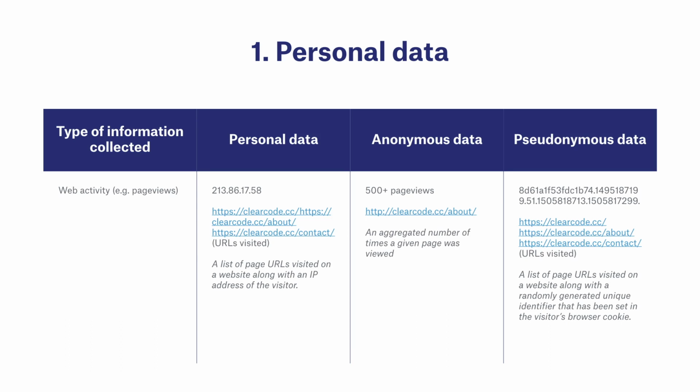Let's have a look at what the difference is between personal, anonymous and pseudonymous data in the context of web analytics. An example of personal data could be an IP address. When used on its own or combined with other pieces of data such as cookie IDs, it can allow us to identify a user and create a user profile. We use the data to track their behavior on our website, such as which URLs the user has visited, or other behavioral or non-behavioral information about the users.